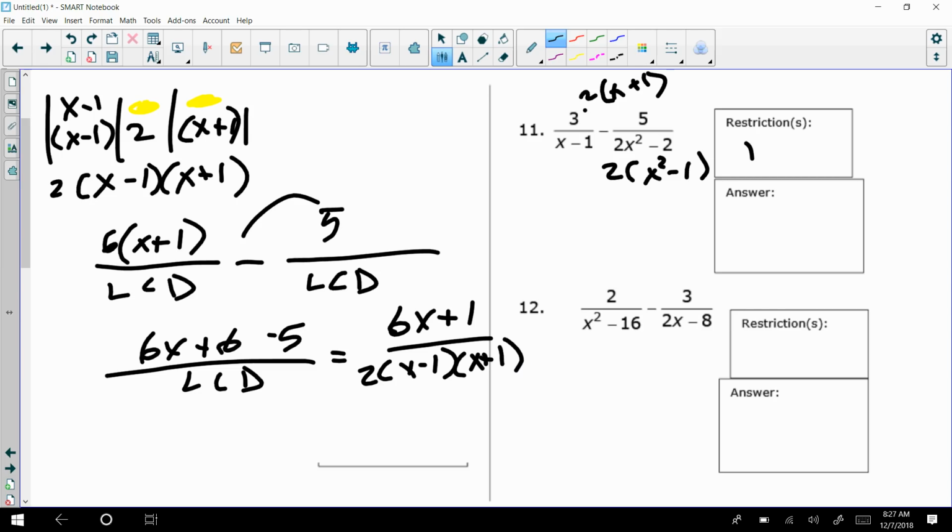So my restrictions are x equals 1 and x equals negative 1. A lot of kids think that this has a restriction, but it doesn't because I don't have an x, so I don't care about it. So my answer is 6x plus 1 over 2, x minus 1, x plus 1.